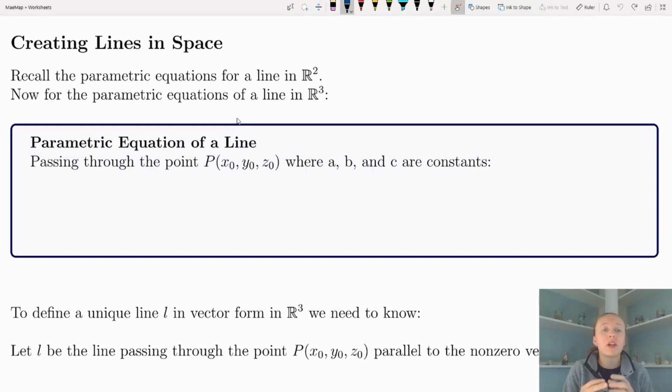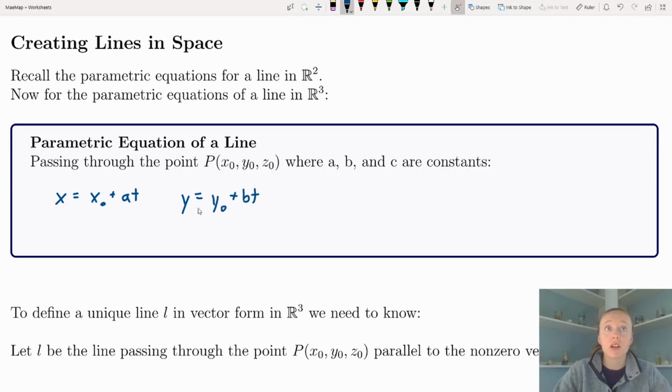So for a parametric equation of a line in R3, so that's in 3 dimensions, if we're passing through the point P x naught, y naught, z naught, well, if this was 2 dimensions, so if we didn't have that z naught, x would be equal to x naught plus a of t, right? And then y was equal to y naught plus b of t, where a and b were constants, and using those two we were able to create the slope of the two-dimensional line.